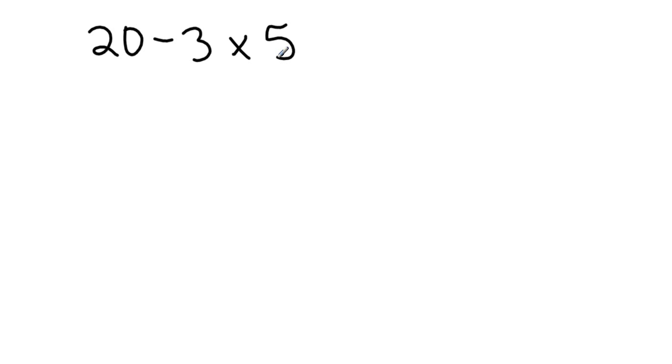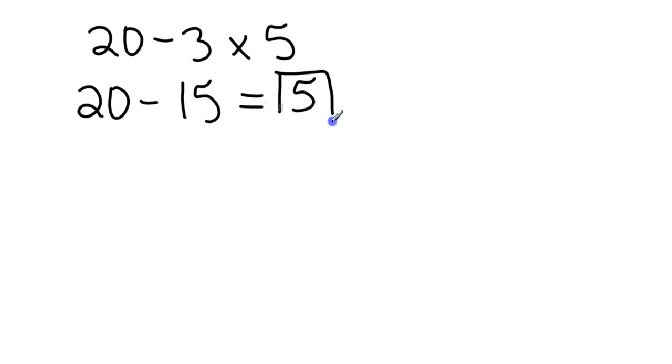So I'm going to have 20 minus, and I'm going to take 3 times 5. 3 times 5 is going to give me 15. And I'm going to actually solve for this one. 20 minus 15 gives me a final answer of 5. Some more examples. Let me go ahead and label these as examples.